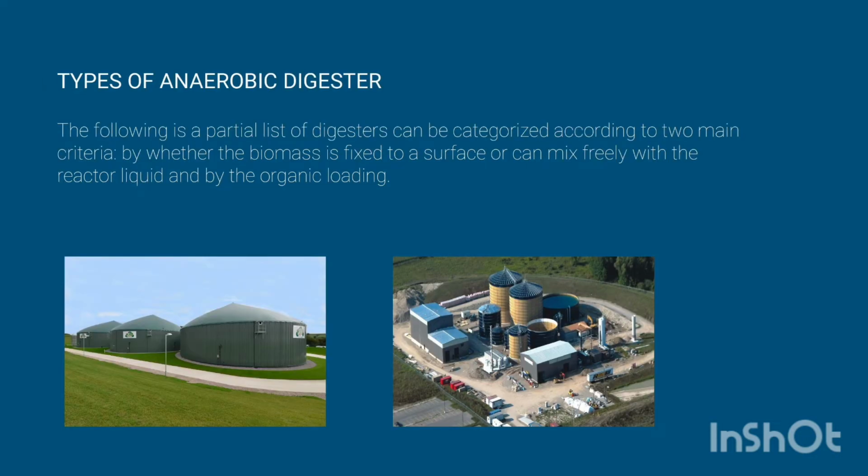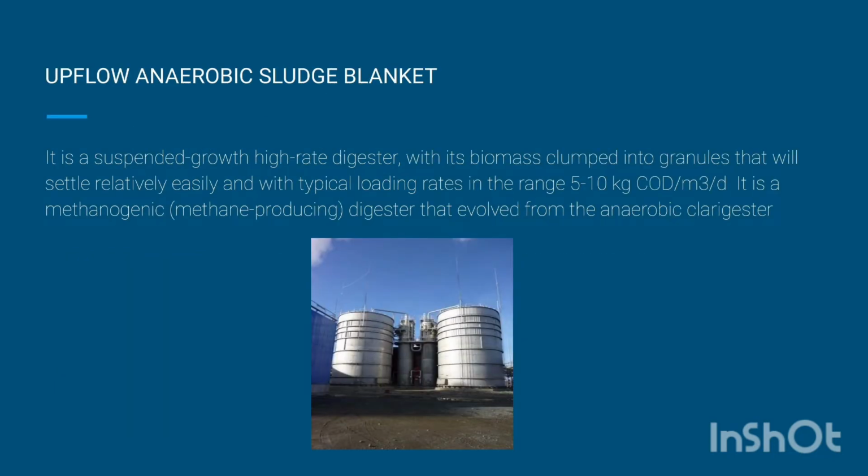Types of anaerobic digester. Types of anaerobic digesters can be categorized according to two main criteria: by whether the biomass is fixed to a surface or can mix freely with the reactor liquid, and by the organic loading. The first one is the upflow anaerobic sludge blanket. It is a suspended growth high rate digester with its biomass clumped into granules that settle relatively easily, with typical loading rates in the range of about 5 to 10, and it is a methanogenic, that is methane producing, digester that evolved from the anaerobic clarigester.